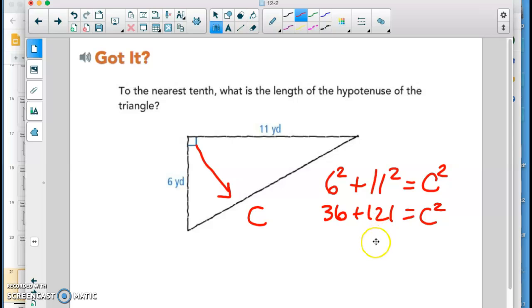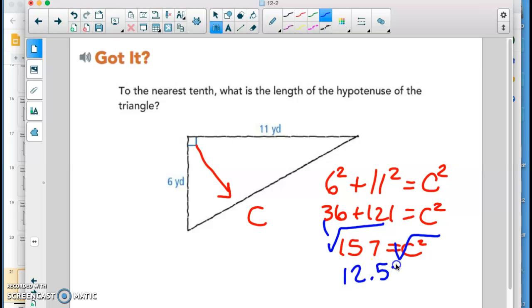We can even do some of this in our head. So this is a 7 and a 5, 157 equals c squared. Now again, this is going to be the step where you need a calculator. I'm going to switch colors. I'm going to take the square root of both sides. So type it into your calculator: 157 square rooted. And I get 12.52 and a really long number, 9964 and so on, equals c.